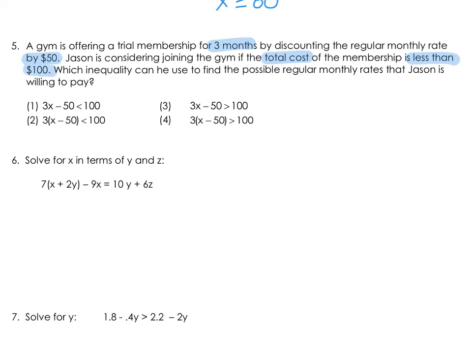Well, how can he figure out how much it's going to cost him? Well, I don't know how much it normally costs, but I do know that it's for 3 months, it's going to be however much it normally costs minus the $50, $50 cheaper then. Now the amount that he's going to spend has to be less than 100. So this needs to be less than, didn't say equal to, just less than $100. So there is my inequality. This shows how much the membership is going to cost him, and it has to be less than $100. So now I can look at my options and match to what I just wrote here. That's choice number 2. That matches my answer.